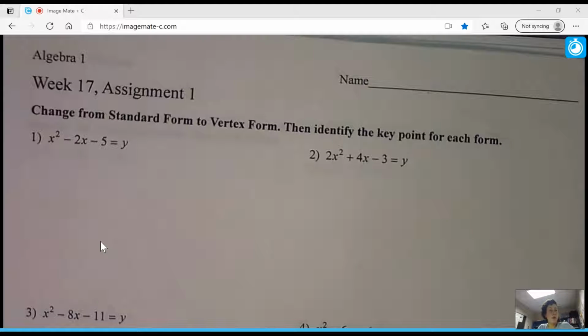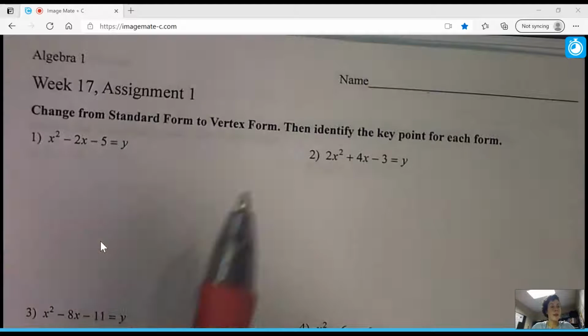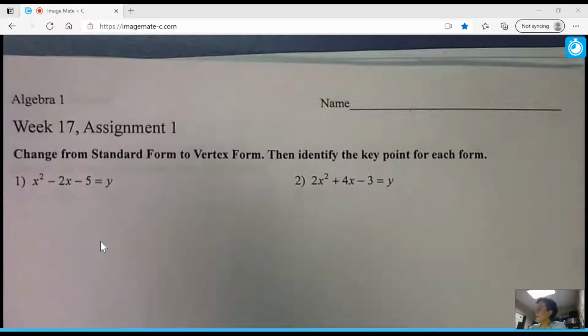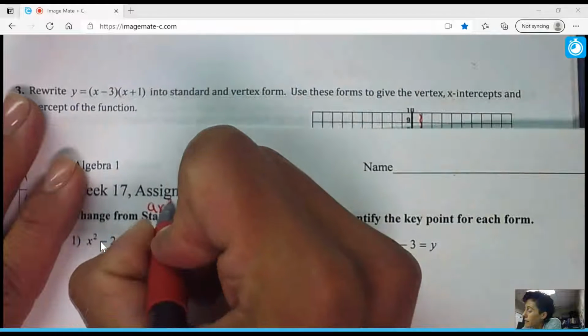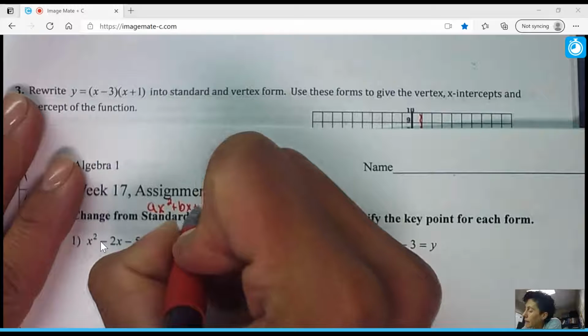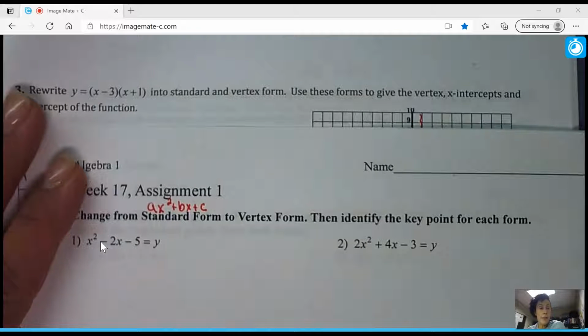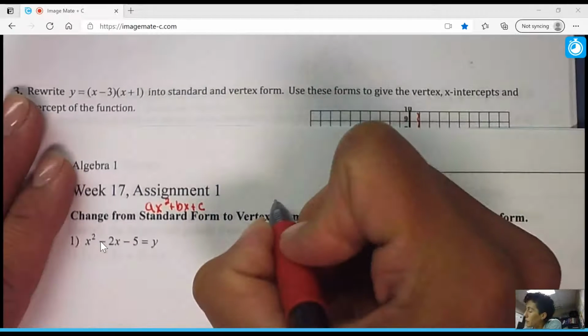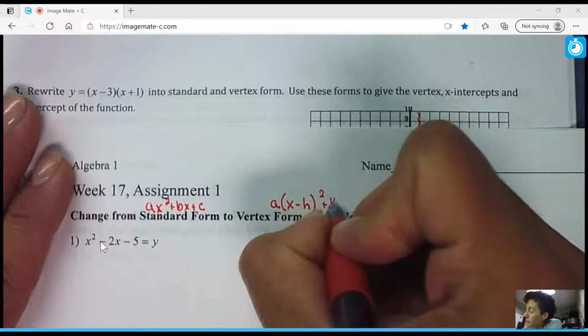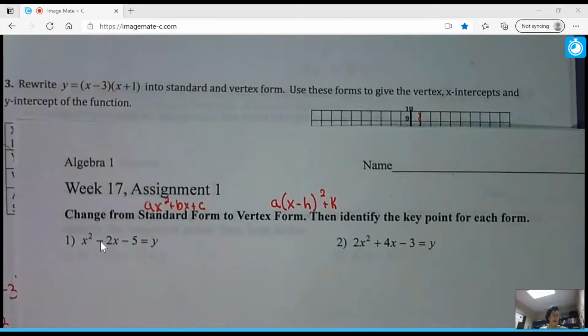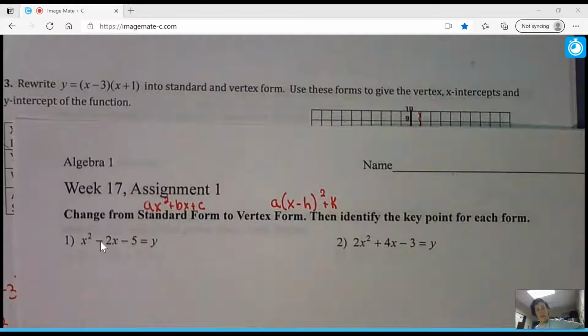Everyone. So real quick, for your week 17 first assignment, today we are just going to be reviewing how you go from standard form to vertex form. So standard form, if you remember, looks like this. It will tell you the y-intercept. And vertex form looks like this, and it will tell you the vertex. Now notice all of these equal y, and I didn't put equals y in my equation, which is fine for now. We're not going to worry about that too much.